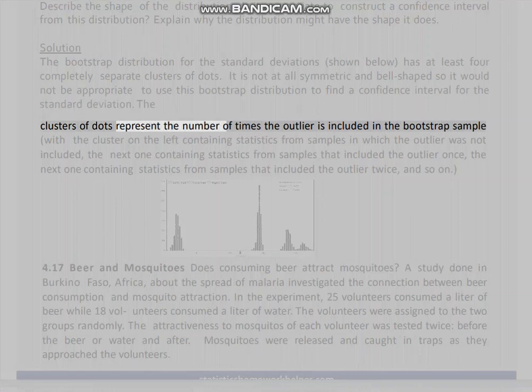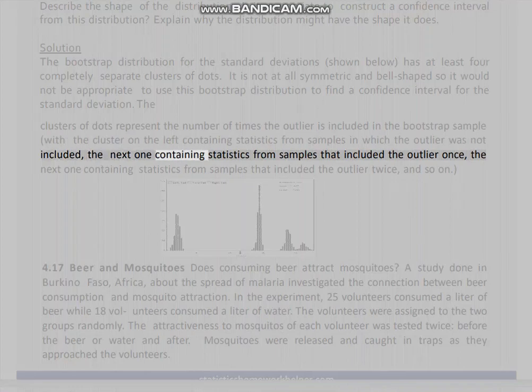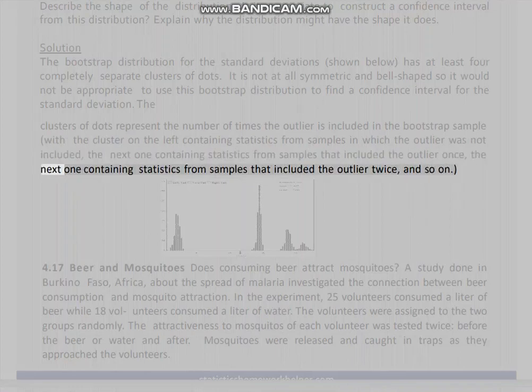clusters of dots represent the number of times the outlier is included in the bootstrap sample, with the cluster on the left containing statistics from samples in which the outlier was not included, the next one containing statistics from samples that included the outlier once, the next one containing statistics from samples that included the outlier twice, and so on.